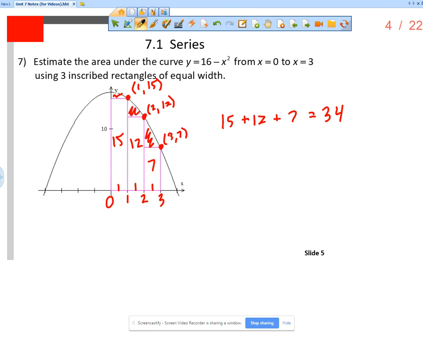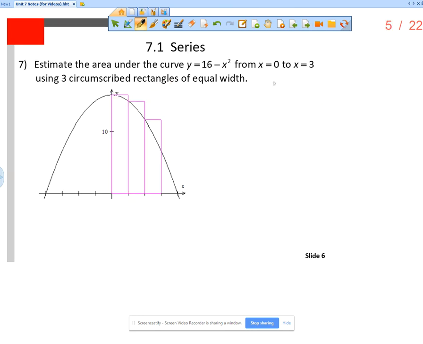All right, so now what if we went to slide 6 and we said, okay, now let's estimate this same area using 3 circumscribed rectangles. So now I'm going to base the height on the left side of the rectangle. Once again, I'm starting at 0 and going to 3, so 0 to 1, 1 to 2, 2 to 3, all 1 wide. But now, what's the height of the first one? Well, this point is 0, 16. This one, once again, is 1, 15. This one is 2, 12. And this point over here, the 3, 7, is not relevant in this particular problem.